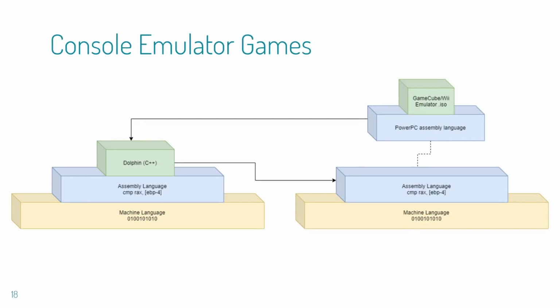Console games running on an emulator are also just-in-time compiled. You boot up your GameCube or Wii ISO file, feed that into your emulator, usually Dolphin, and it translates this PowerPC assembly language into x86 assembly language. As a result, the generated assembly language is not static.